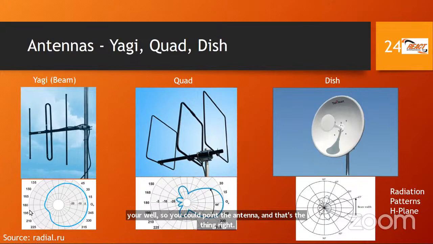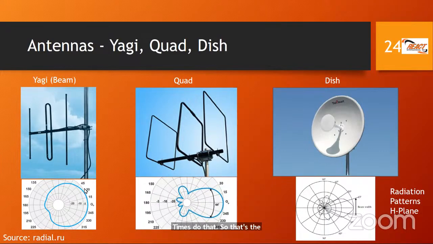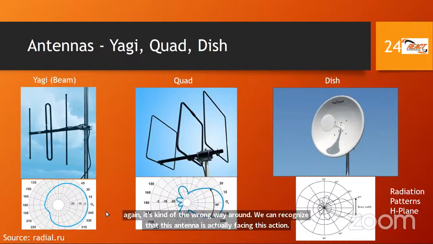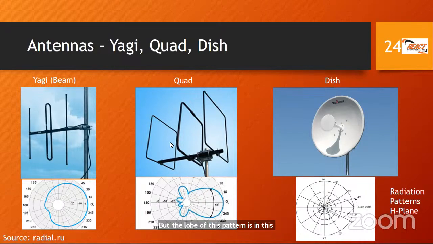At the bottom here, again, it's facing the wrong direction, but this is a little bit of the radiation pattern of these types of antennas, right? We just kind of stuck that in as extra information. But again, it's kind of the wrong way around because you recognize that this antenna is actually facing this direction, but the lobe of this pattern is in this direction. So please don't worry too much about that. This is just a bit of extra information here.